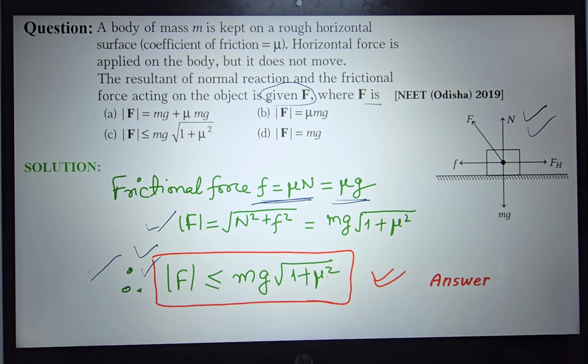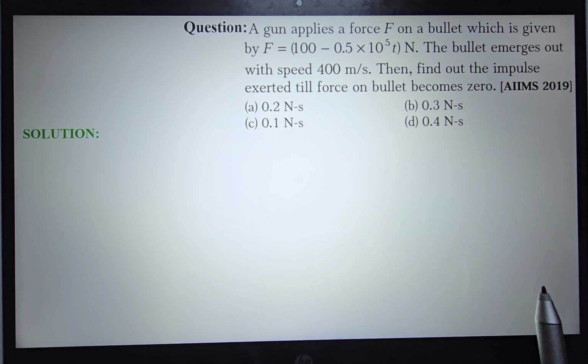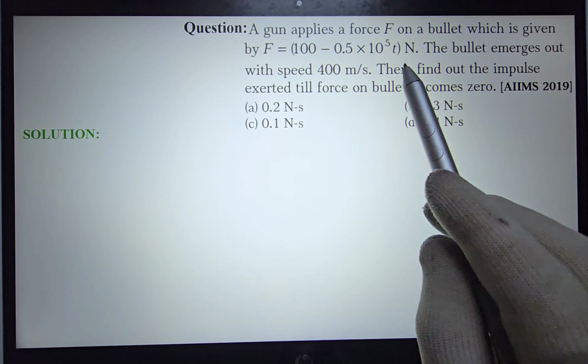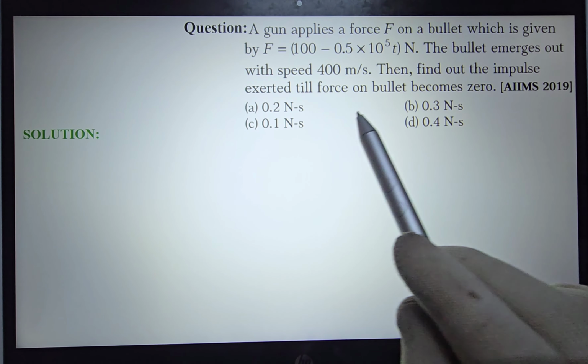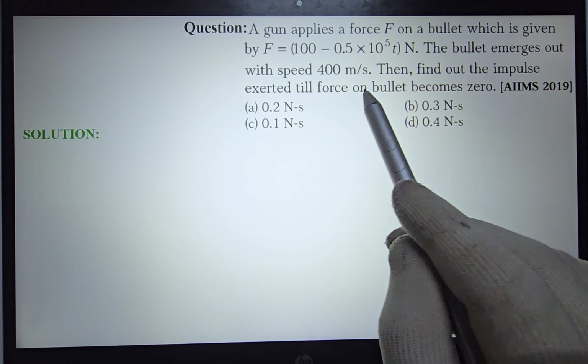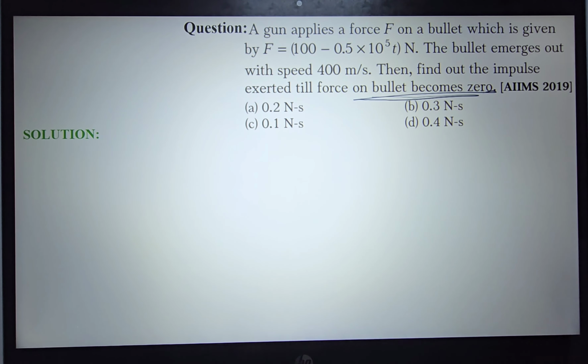Now see the next problem. A gun applies a force F on a bullet, which is given by F is equal to (100 minus 0.5 into 10 raised to power 5 T) Newton. The bullet emerges out with a speed of 400 meter per second. Then find out the impulse exerted till the force on the bullet becomes 0. Now this is an important thing. Now how to solve this problem?